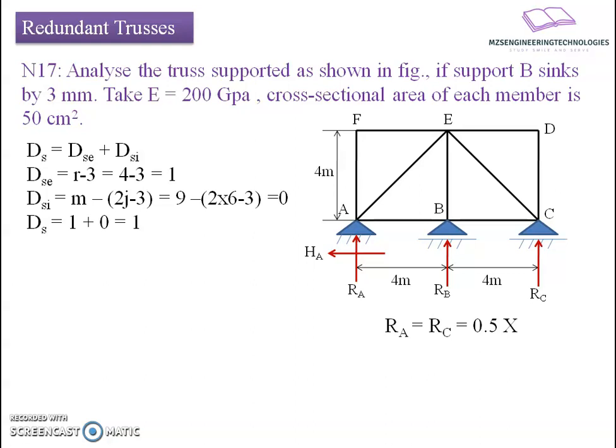A value of 0 means it's internally stable. So the degree of static indeterminacy is purely governed by external reactive forces. One reactive force is unknown. Let us consider joint B is sinking, and RB, the reactive component produced due to the end restraint at joint B, as the redundant force here.